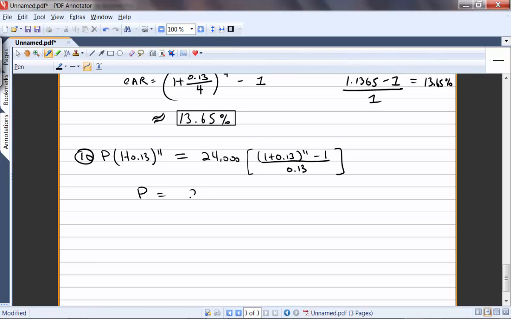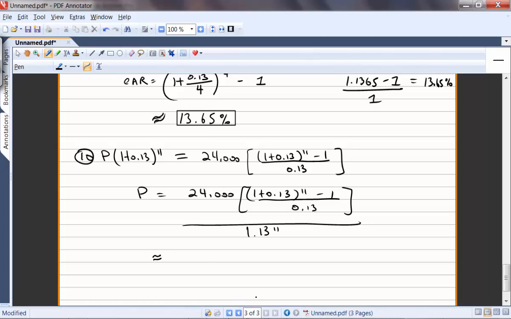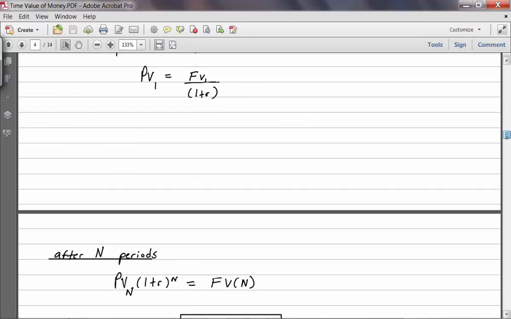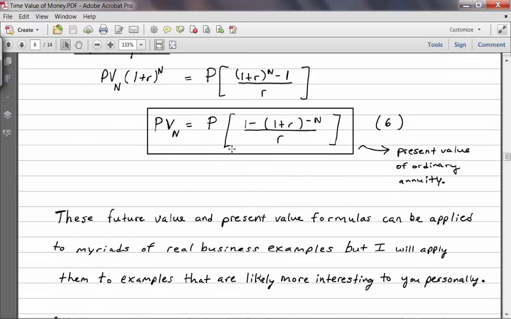So P equals 24,000 times 1 plus 0.13 to the power of 11 minus 1 over 0.13. So all of that over 1.13 to the power of 11. Right? We could do this. That's going to give us the answer. Or we can just use the present value of an ordinary annuity formula from lecture notes, which would be formula number 6 right here. We could just use this formula and we would also get the same answer.